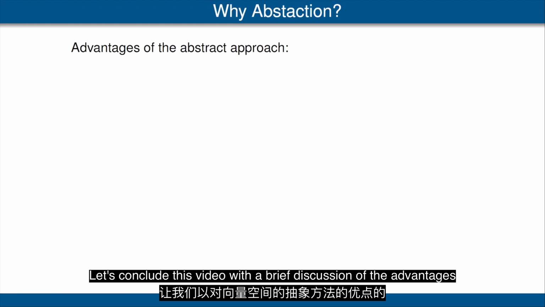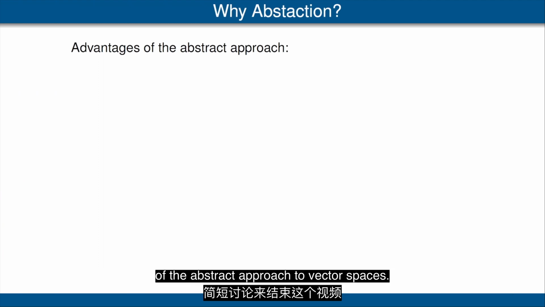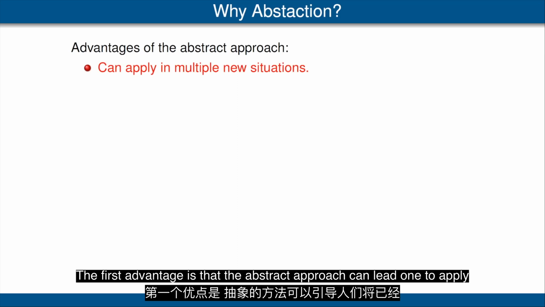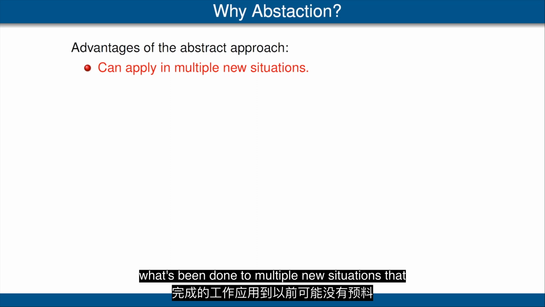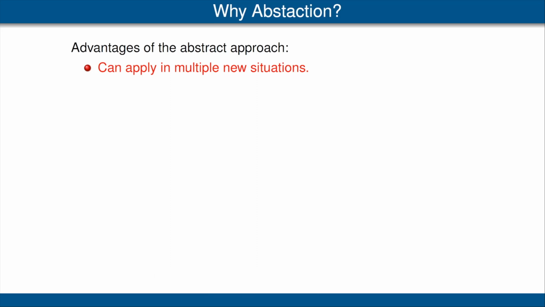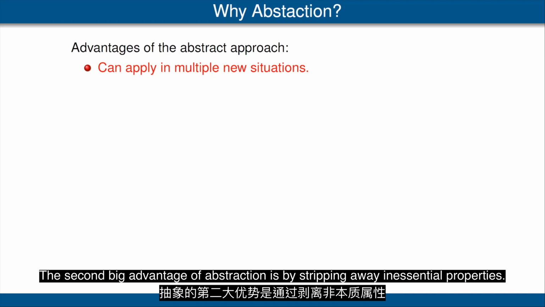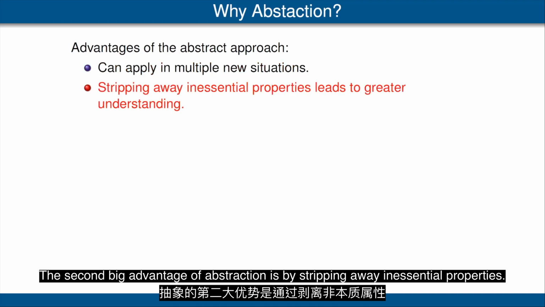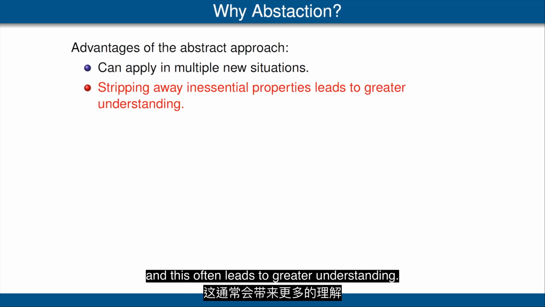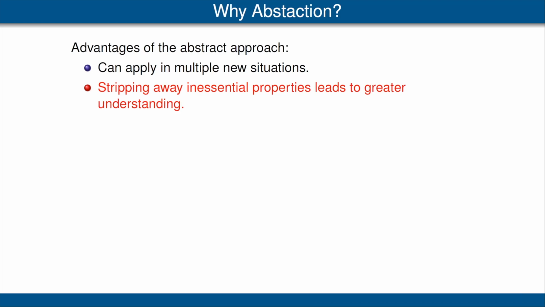Let's conclude this video with a brief discussion of the advantages of the abstract approach to vector spaces. Abstraction has two main advantages in mathematics. The first advantage is that the abstract approach can lead one to apply what's been done to multiple new situations that may not have been anticipated previously. The second big advantage of abstraction is that by stripping away inessential properties, one can see what's really going on, and this often leads to greater understanding.